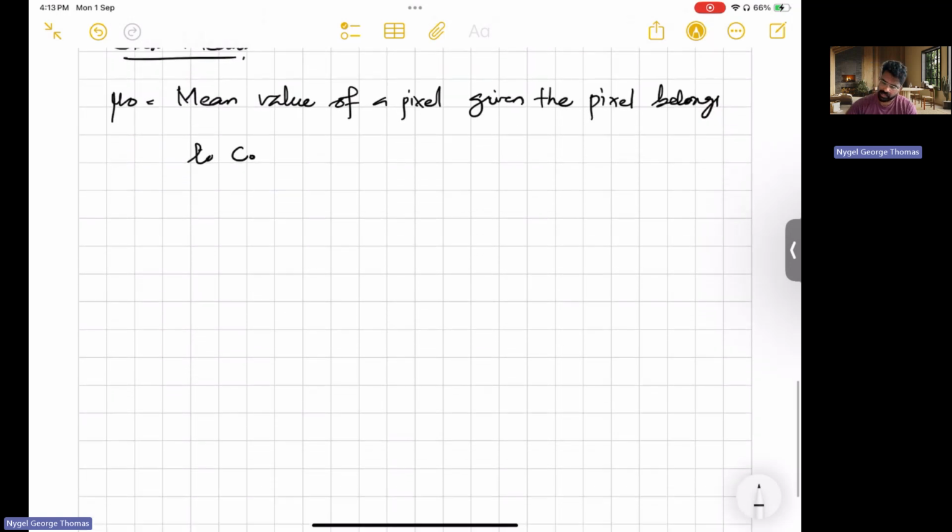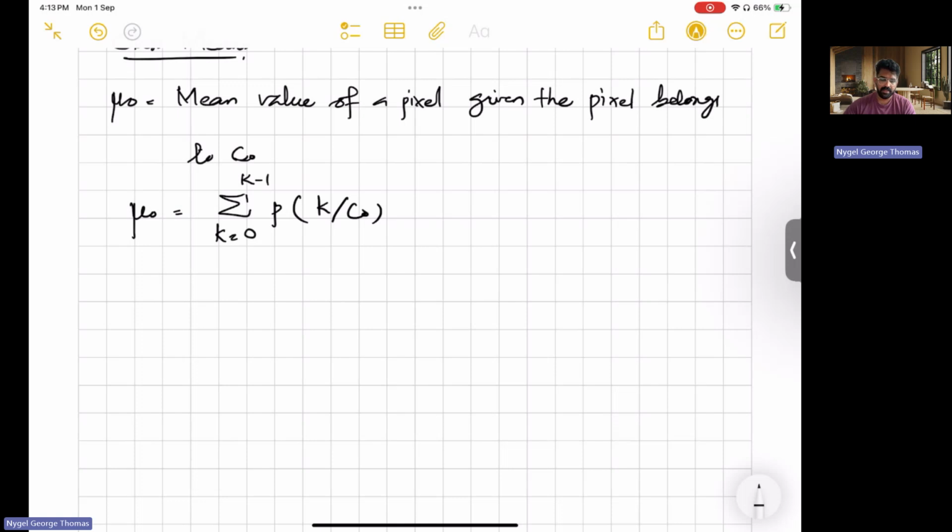So that is basically given by mu0 is equal to sigma k is equal to 0 to K minus 1. It's actually K minus 1, but we are taking only till t, because we'll see it fine. Let's take all the cases till K minus 1. P of k given C0.